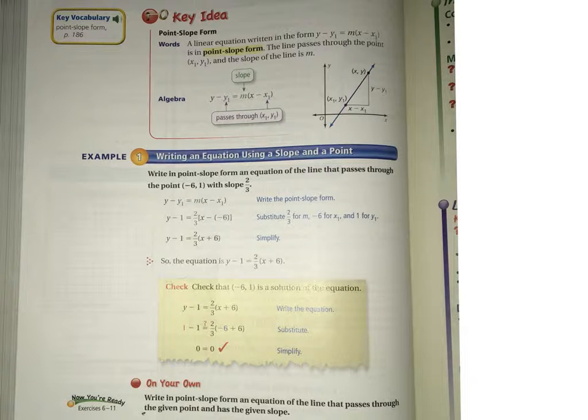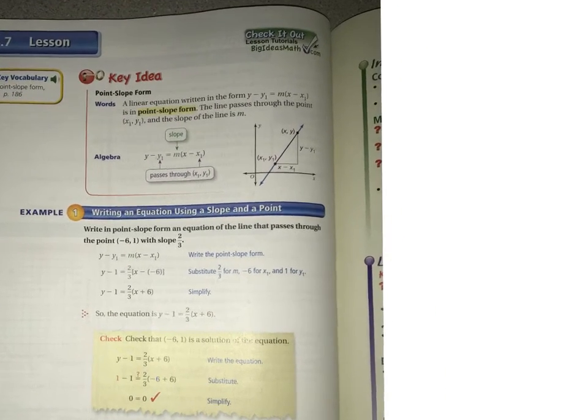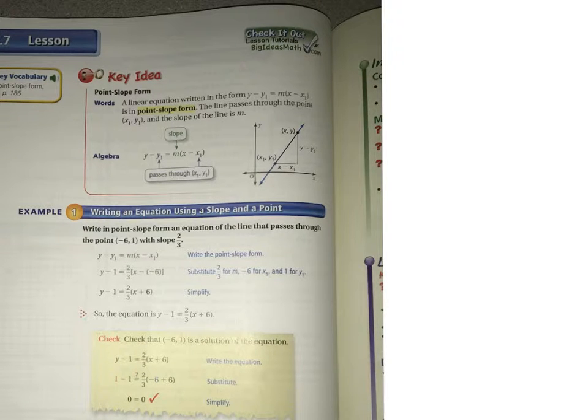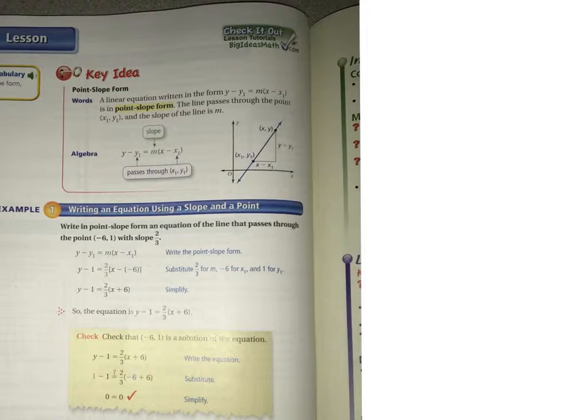All right, this is where we step up the game. We're looking at point slope form, which is right here. This should be in your math journals that we're going to keep. All right, so pay attention.